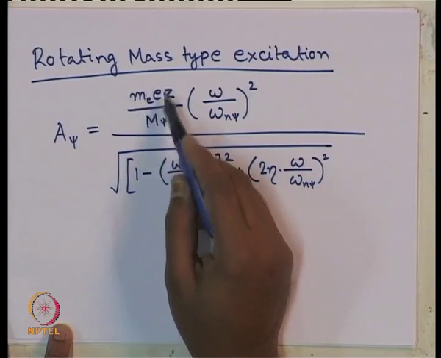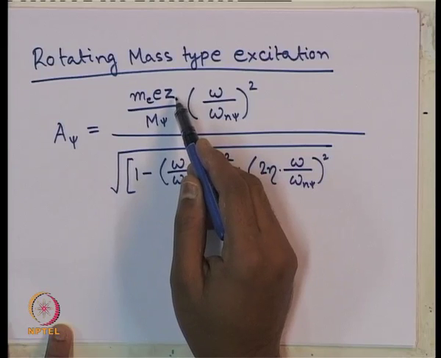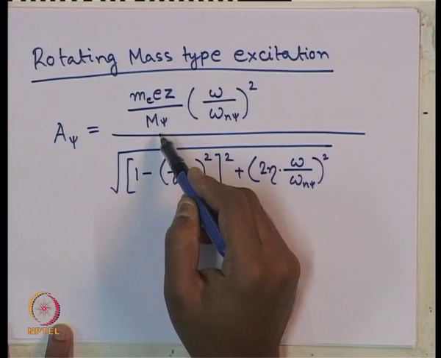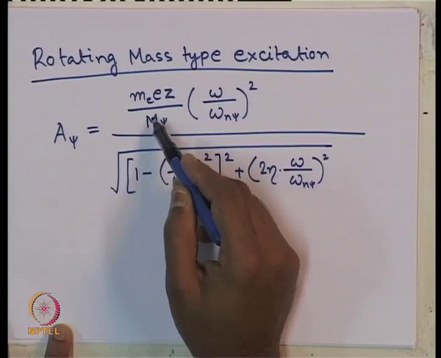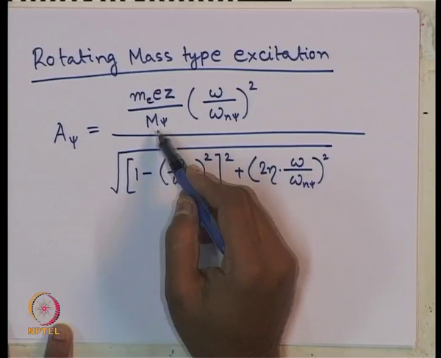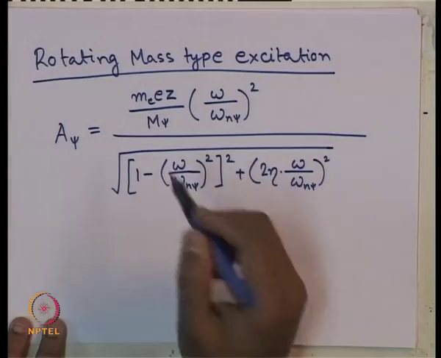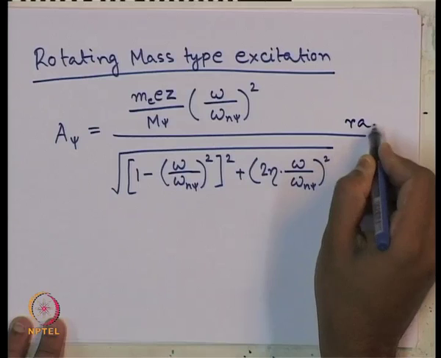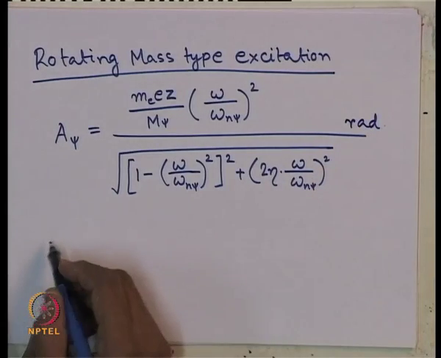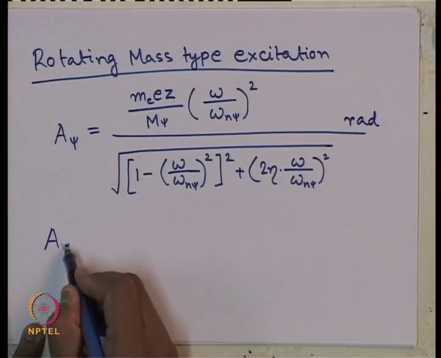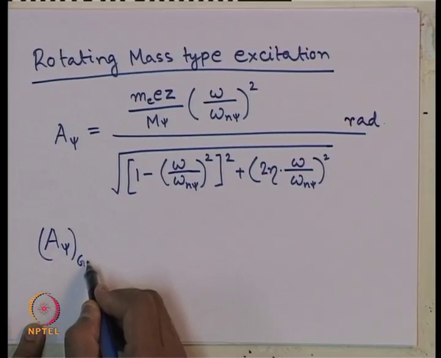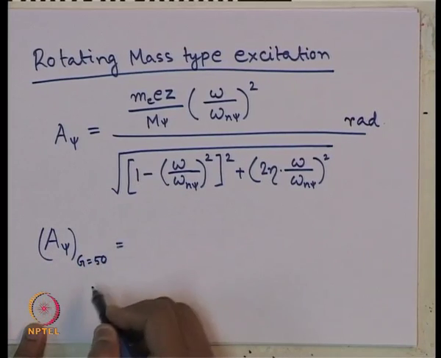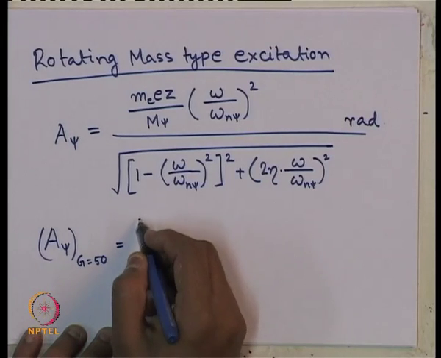If we consider the eccentric mass creating this much of moment with respect to its C g, and m psi we have already calculated, that is the mass moment of inertia. So, instead of mass, now mass moment of inertia has to be considered here. Again, the unit will be guided by this unit, which will come as radian. So, for the first type of soil, A psi for g equals to 50 kg per centimeter square, how will the calculation be done?